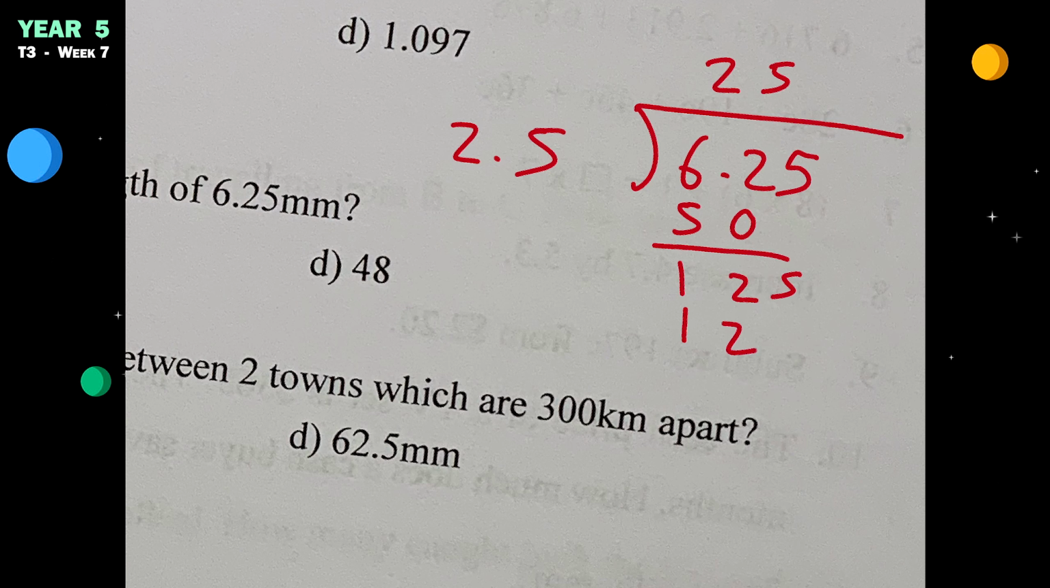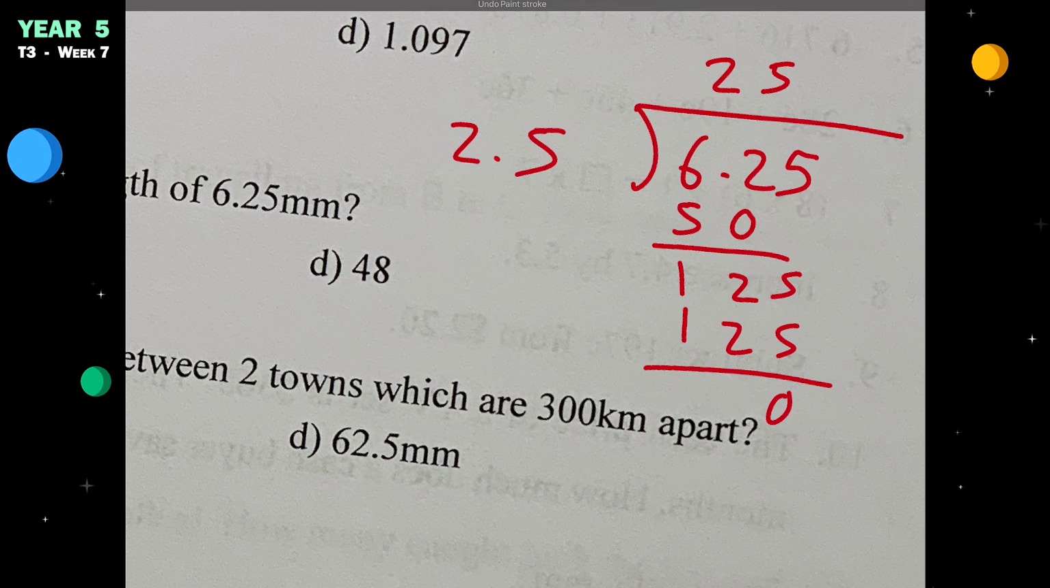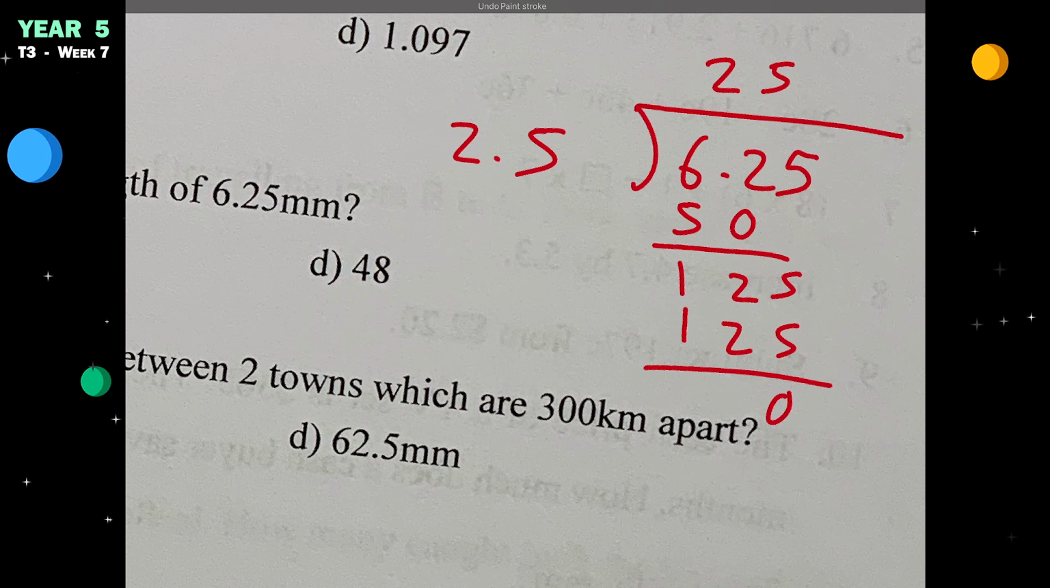And that's equal to that. Take away, you get nothing. 0. So no remainders. So is there a decimal place? Of course there is. It's in between the 2 and the 5. So 2 times 2 is roughly 4, close to the answer 6. You can't have the answer be 25. 2 times 25 will give you 50. So that's not even close.